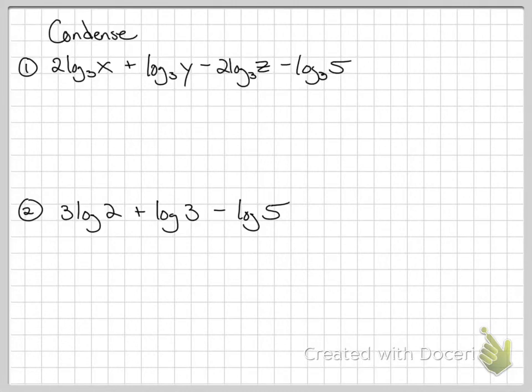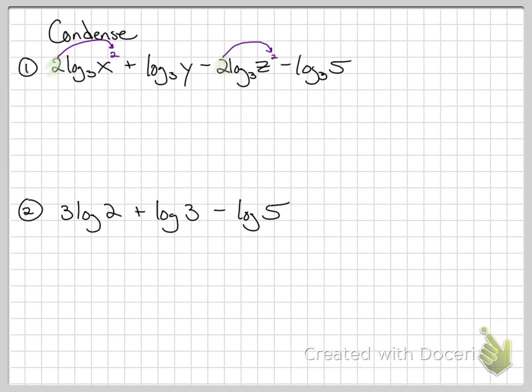Okay, let's review logarithms. First, we're going to work on condensing. You should already know your laws of logs; we are just reviewing. The first thing we always look for when we're condensing is the coefficients. We do those first. Coefficients float up and become exponents on that term.